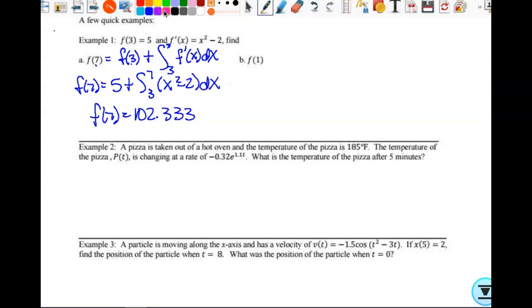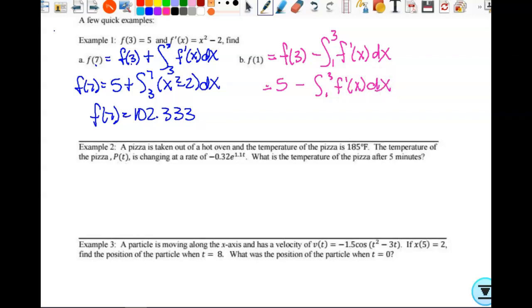All right, so now I want f of 1. So again, we know we're going to use f of 3, and I'm going to integrate. My limits of integration go from 1 to 3 of f prime of x dx. So here, I don't want the final value. I want the initial value. So the initial value is going to be the final value minus the accumulated change, which means this is really just 5 minus the integral from 1 to 3 of f prime of x dx, or the x squared minus 2, but we already have that in there.